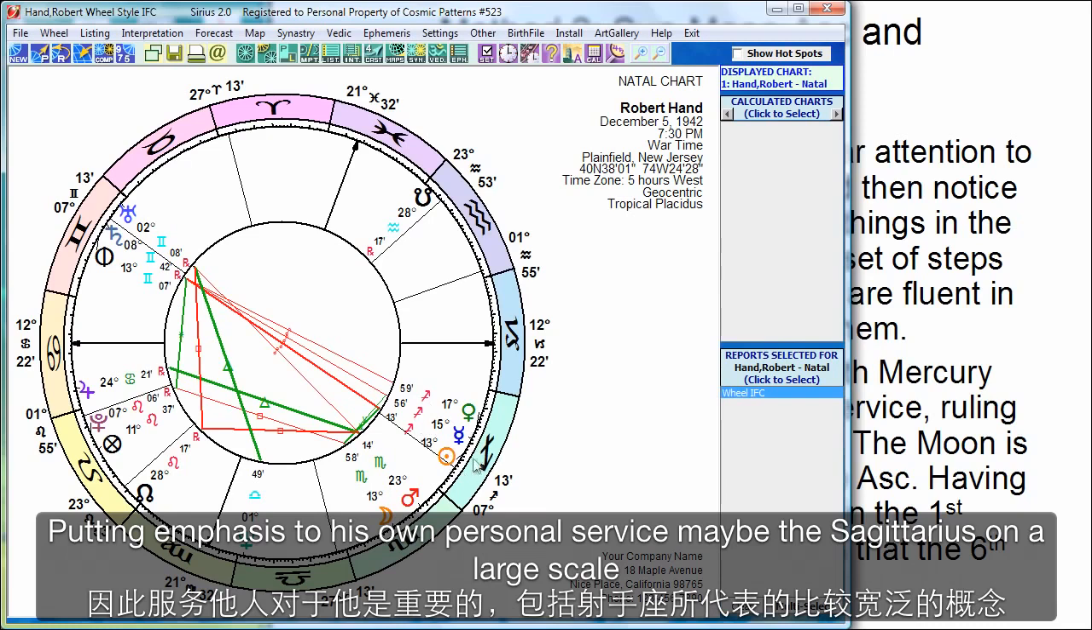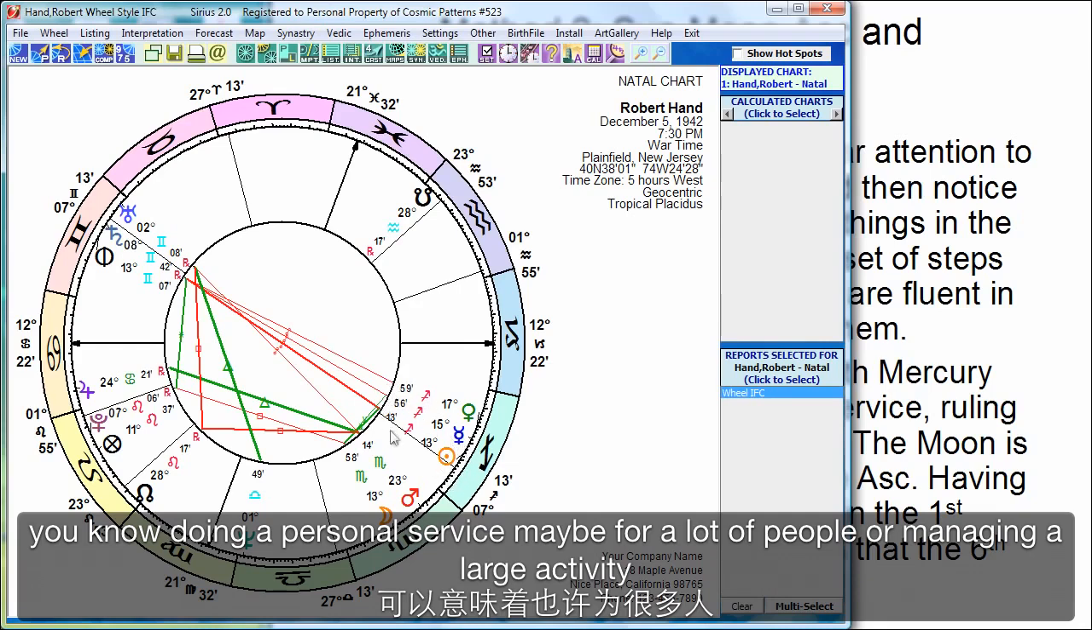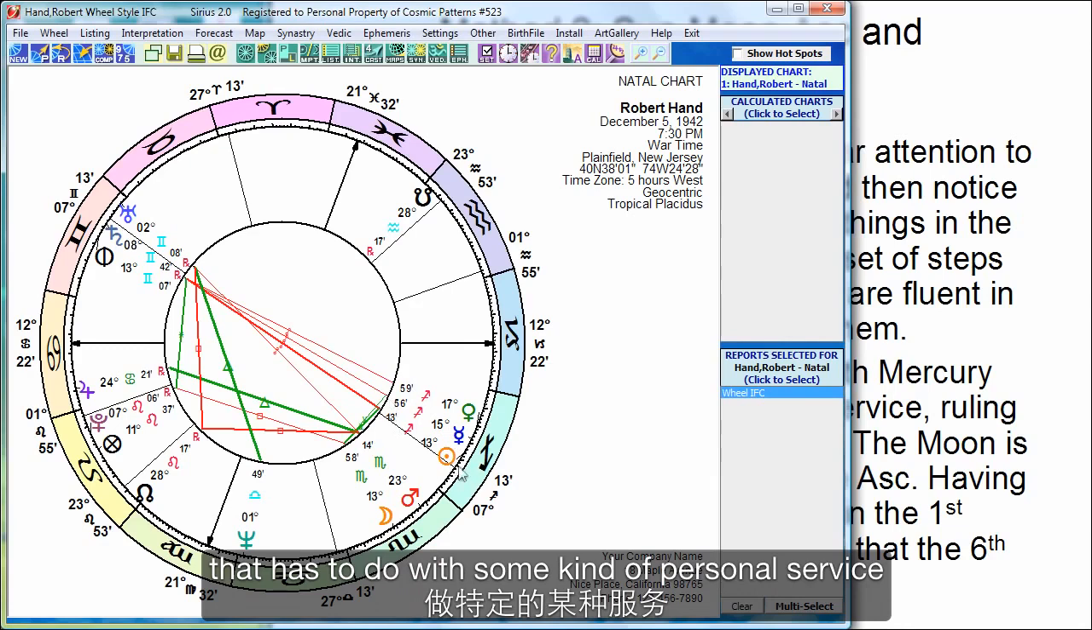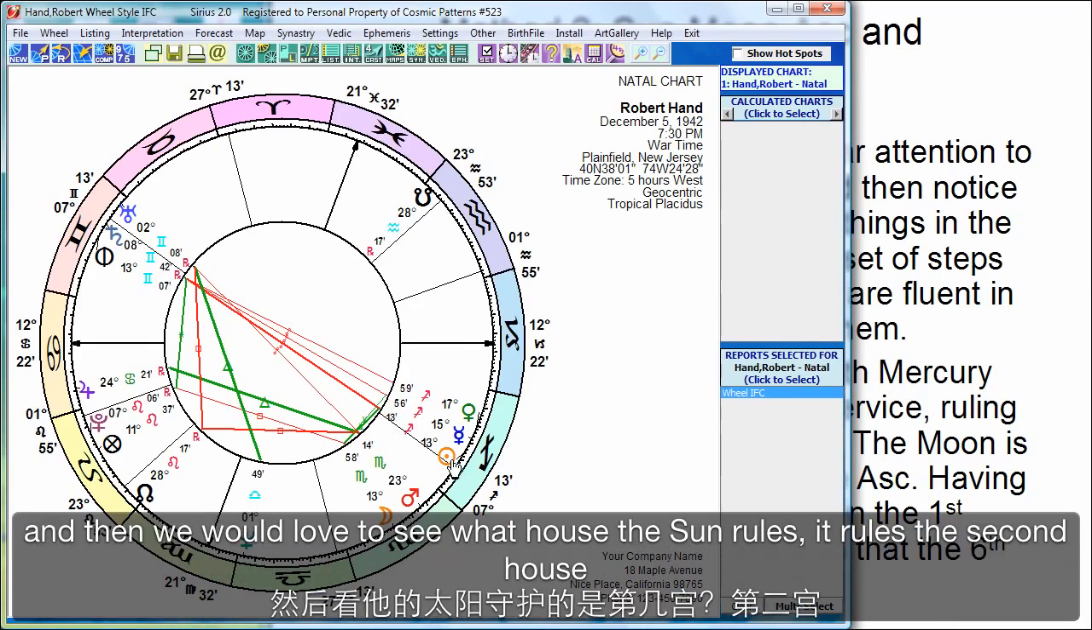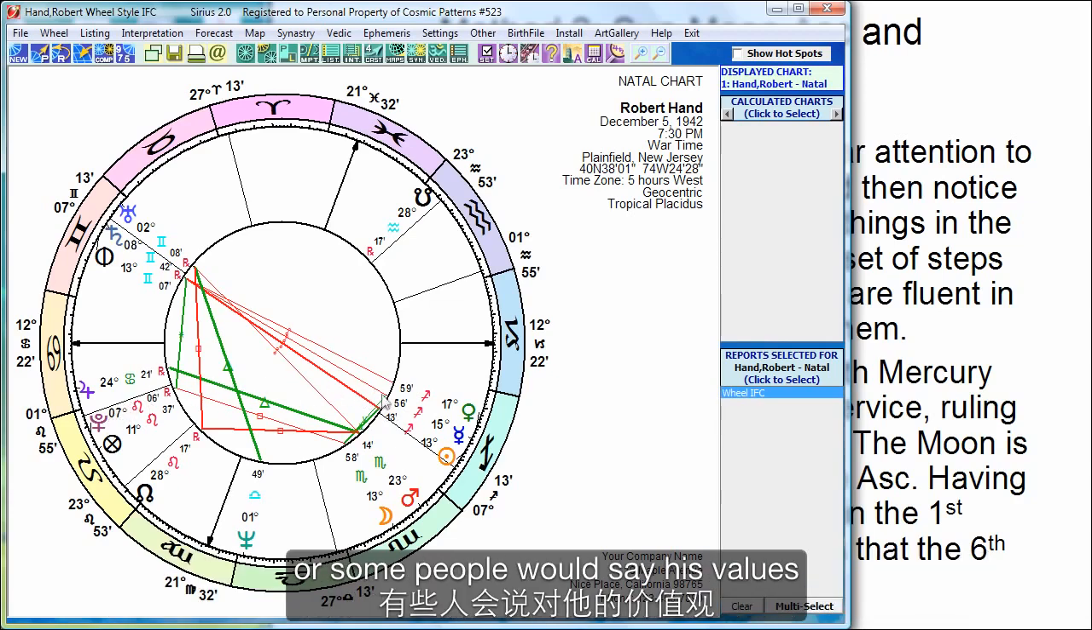Putting an emphasis on personal service, maybe the Sagittarius on a large scale, doing a personal service maybe for a lot of people or managing a large activity that has to do with some kind of personal service. And then we would look to see what house the Sun rules. It rules the second house. So having some immediate effect on his money or his resources, or some people would say his values.